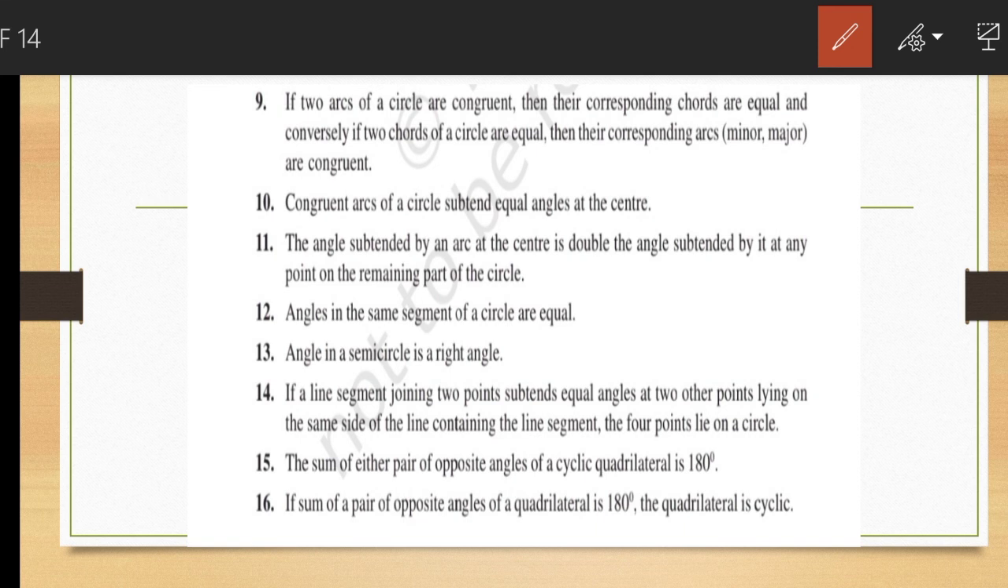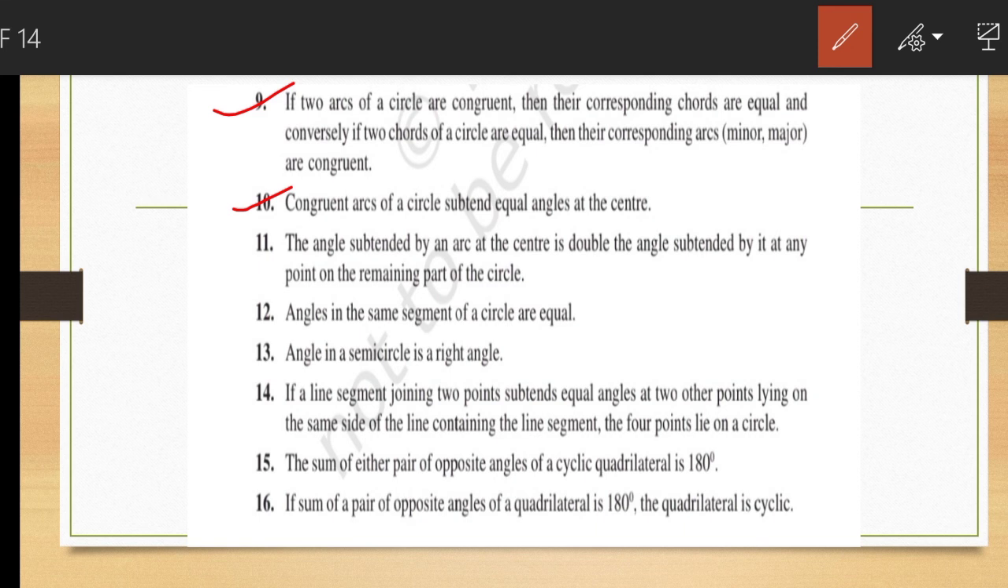If two arcs of a circle are congruent, then their corresponding chords are equal, and conversely, if the chords of a circle are equal, then the corresponding arcs are congruent. So if we have congruent circles, then their arcs are congruent or equal. If we have equal arcs, then the corresponding chords are equal. Congruent arcs of a circle subtend equal angles at the center.